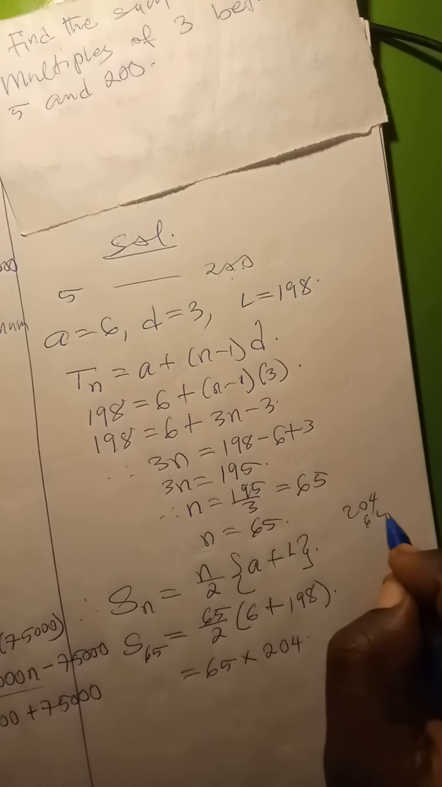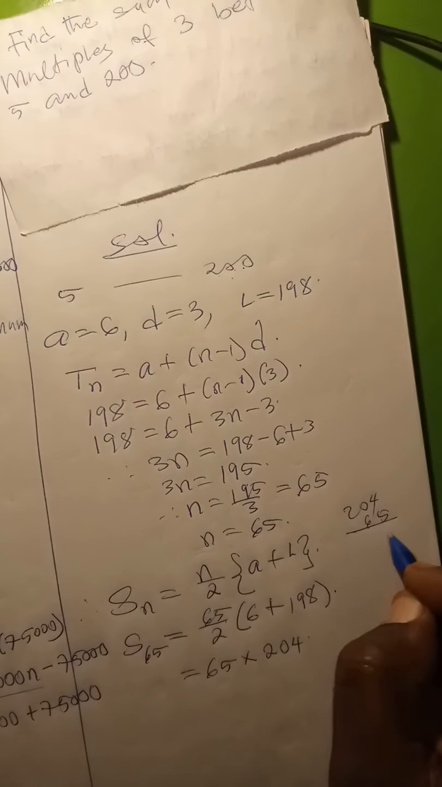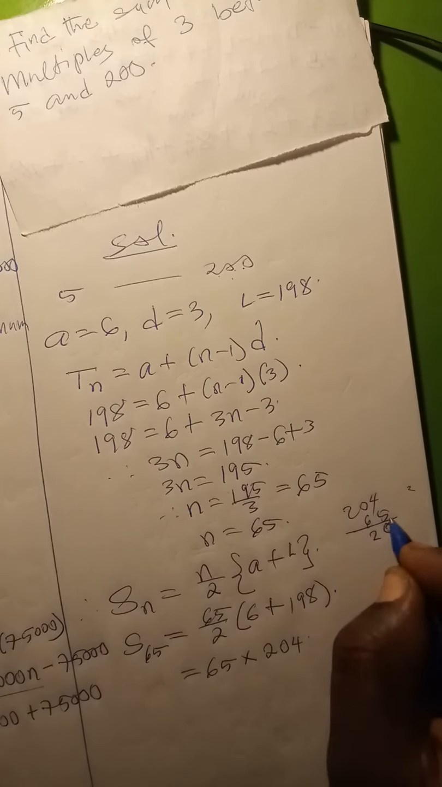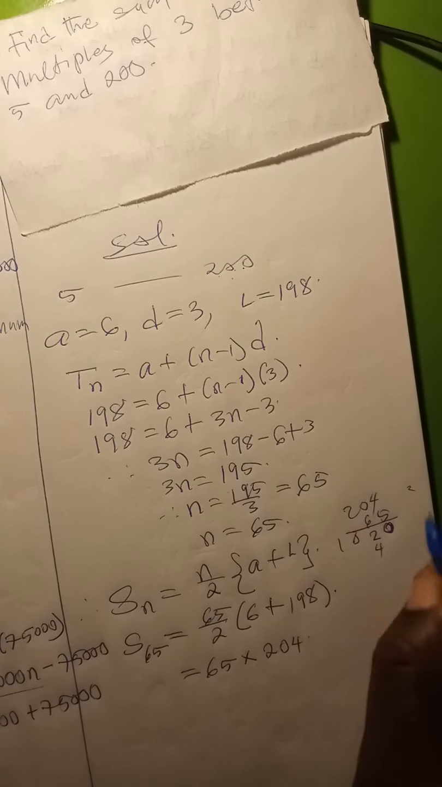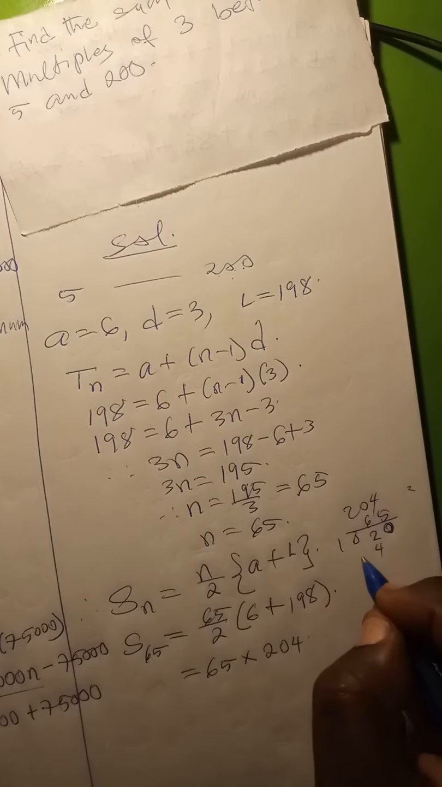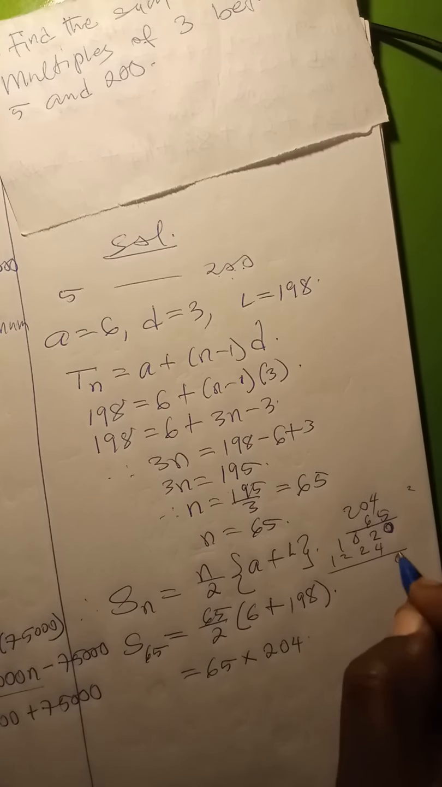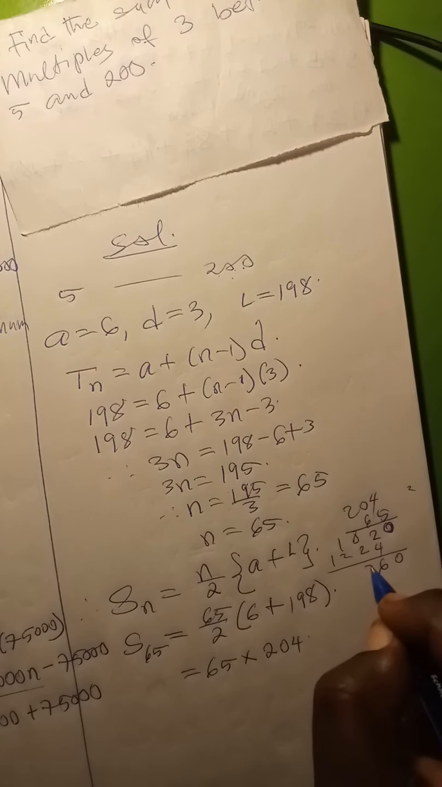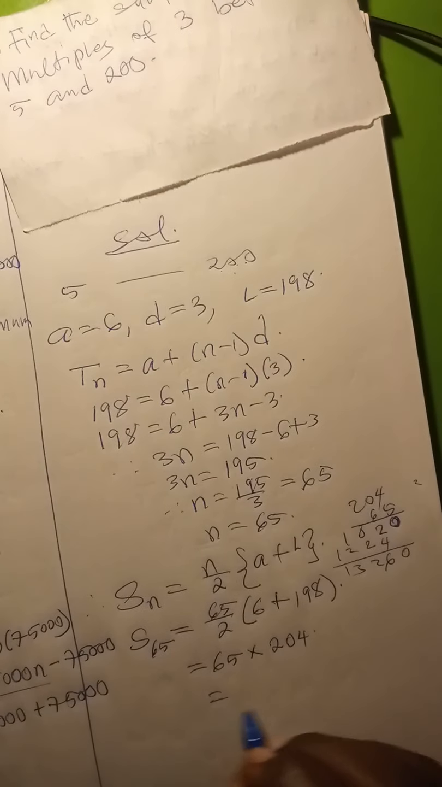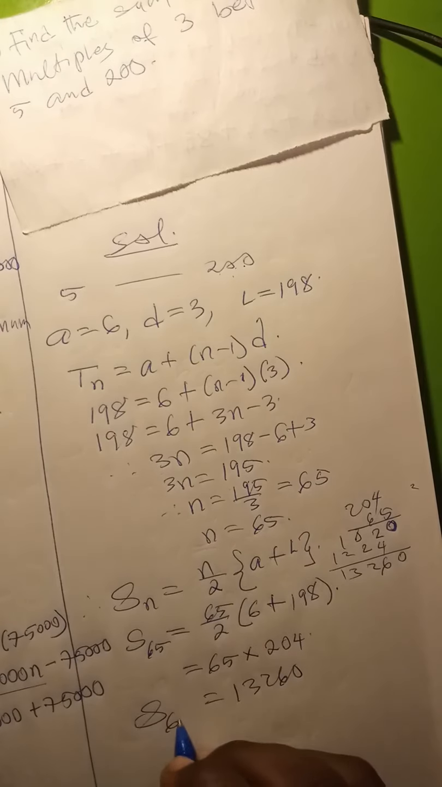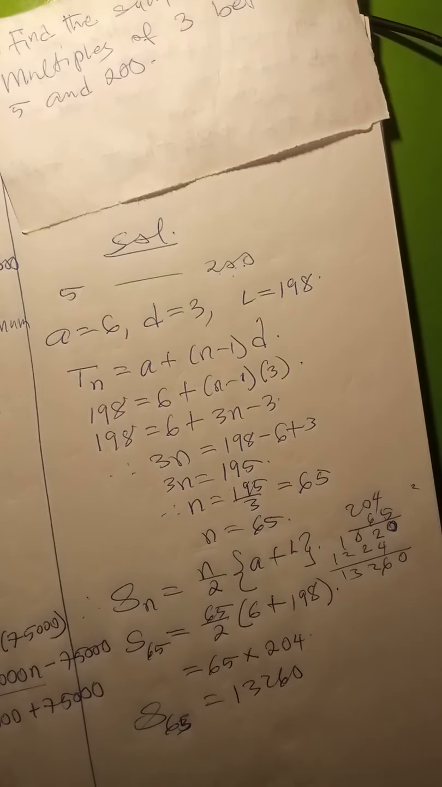You multiply 204 by 65. This is going to be 10. This is going to be 4 carry 2. This is going to be 2. This is going to be 12. So you have 0, 6, 2, 3, 1. So everything is 1, 3, 2, 6, 0. So the sum of all the multiples of 3 between 5 and 200 is this.